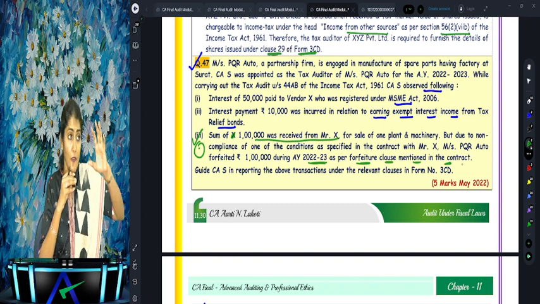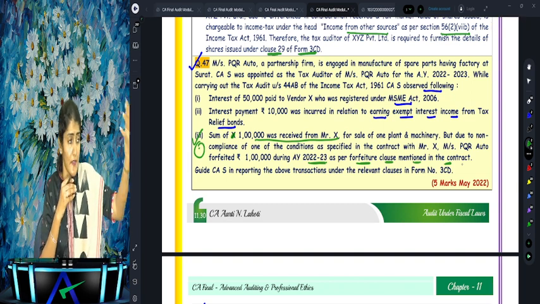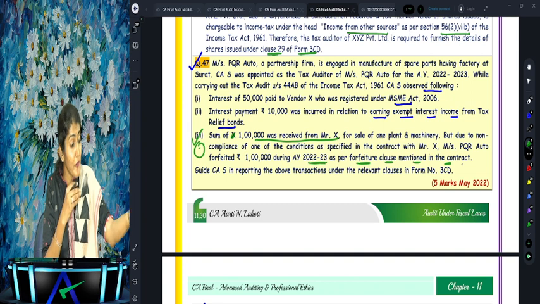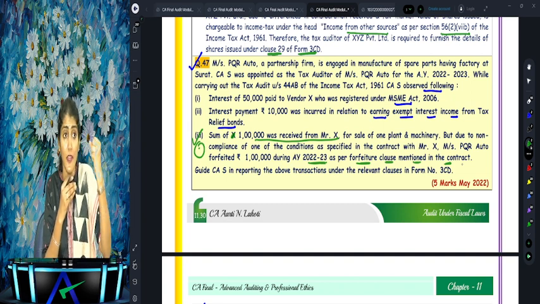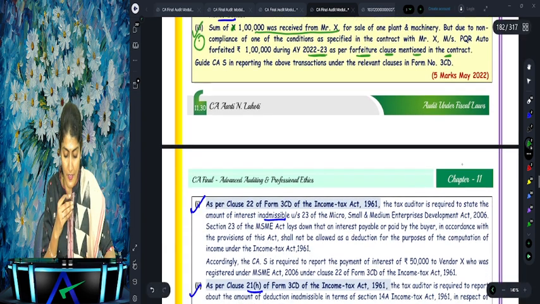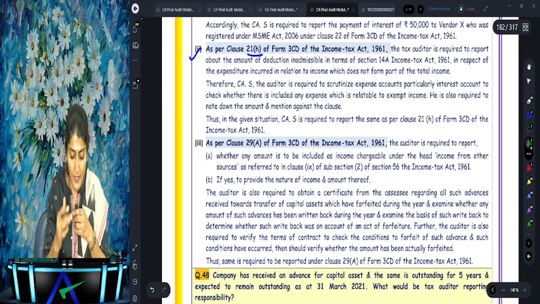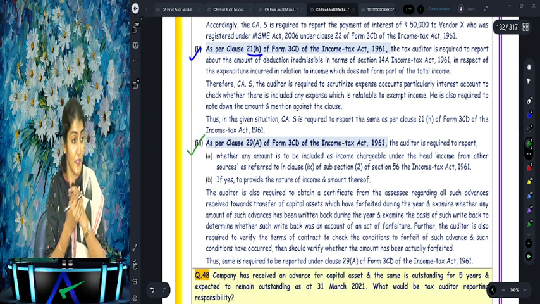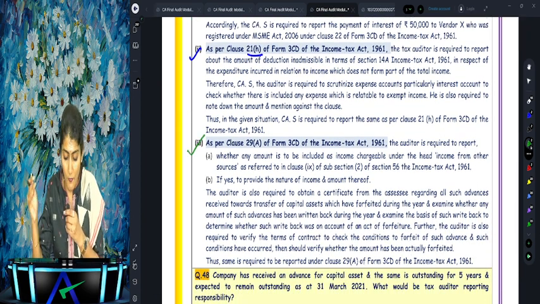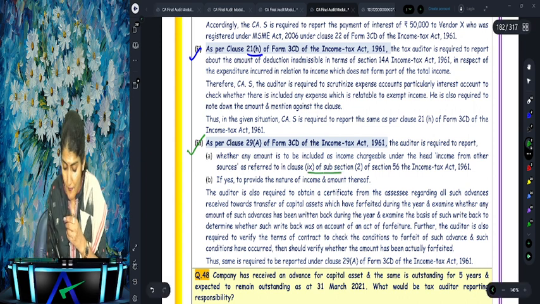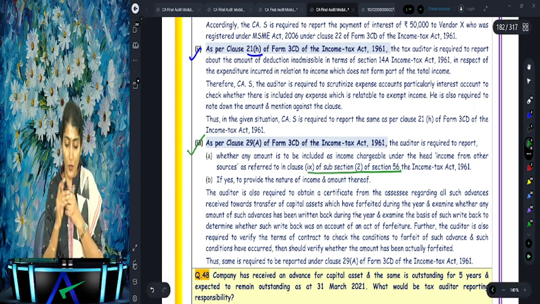So what did it say? You entered into an agreement to sell an asset, but what did you do? Forfeiture of advance received towards the transfer of a capital asset. Where do you report that? Right, 29A of the Form 3CD, which is the 56 to 9. Okay.